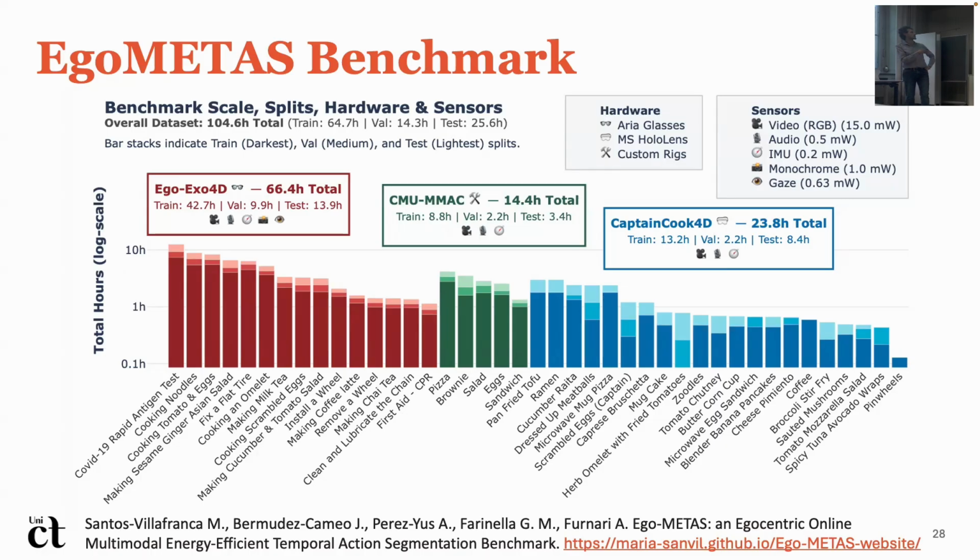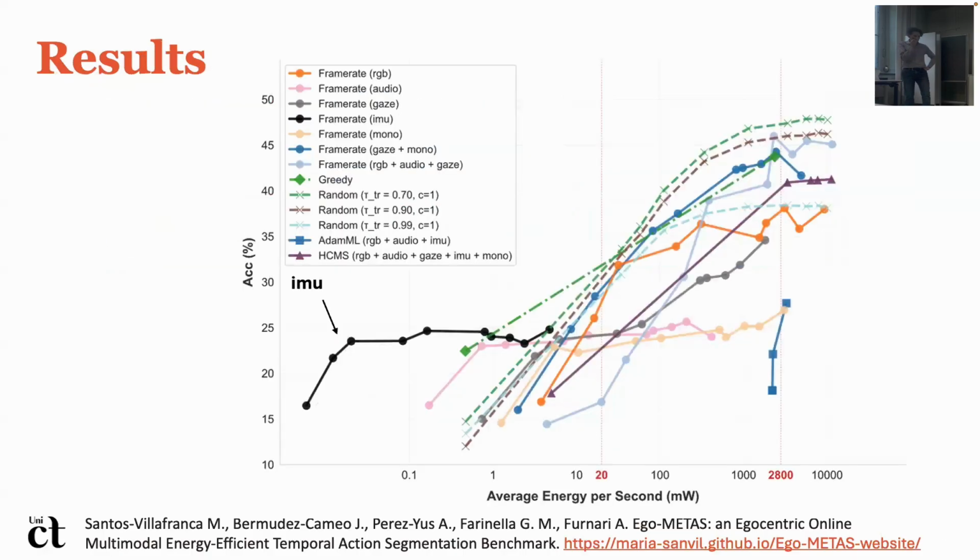And we create a benchmark that is multimodal. Each data set has different modalities. EgoX4D is the richest one, with RGB, audio, and IMU, and monochrome cameras, and then also gaze. And the other data sets are smaller and have different modalities. And then we did some experiments.